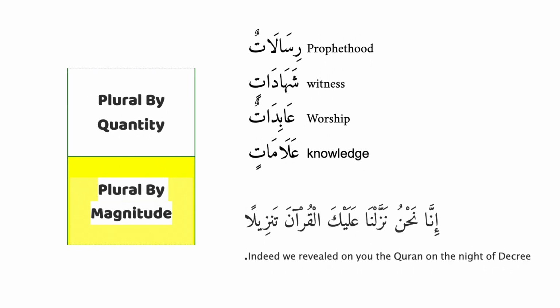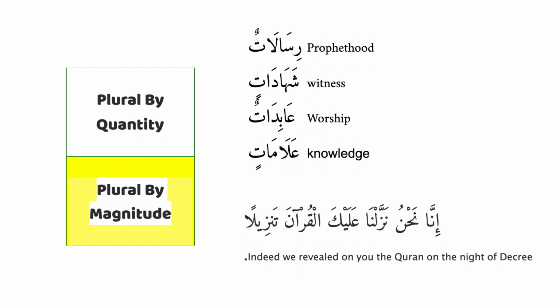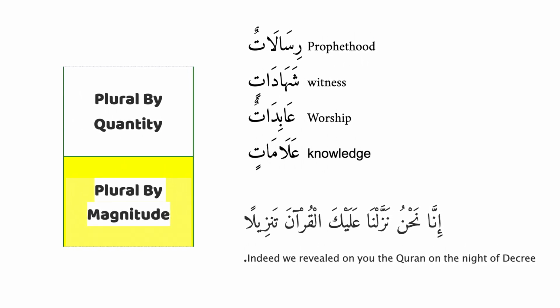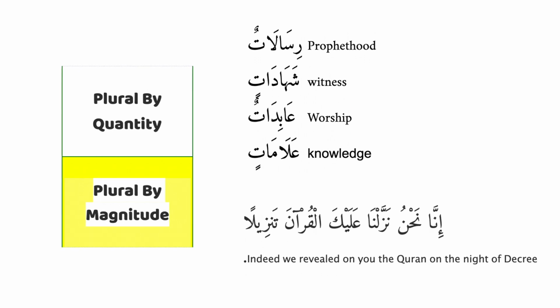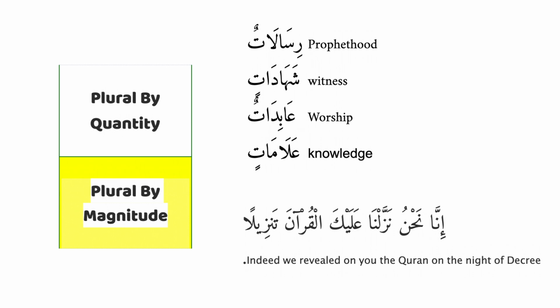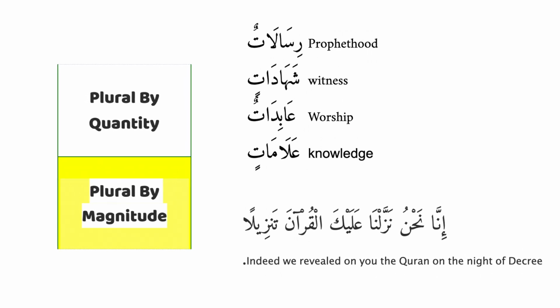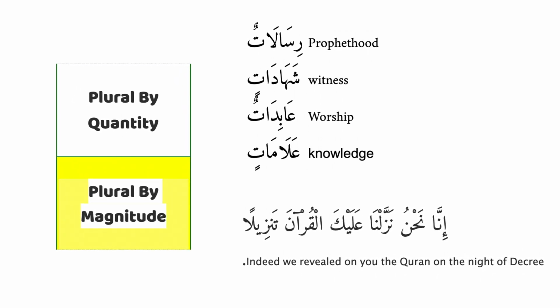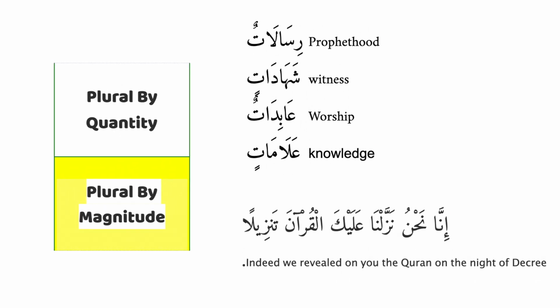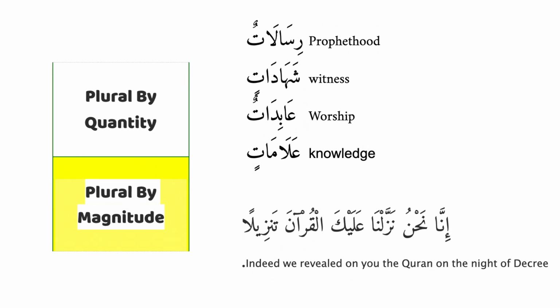إِنَّا نَحْنُ نَزَّلْنَا عَلَيْكَ الْقُرْآنَ تَنزِيلًا. Indeed, it is we who have sent down to you, O Muhammad, the Quran progressively. نحن means we, but we know Allah subhanahu wa ta'ala is one. Plural نحن is used to show royalty and majesty. Plural by magnitude. We need to be mindful of that.